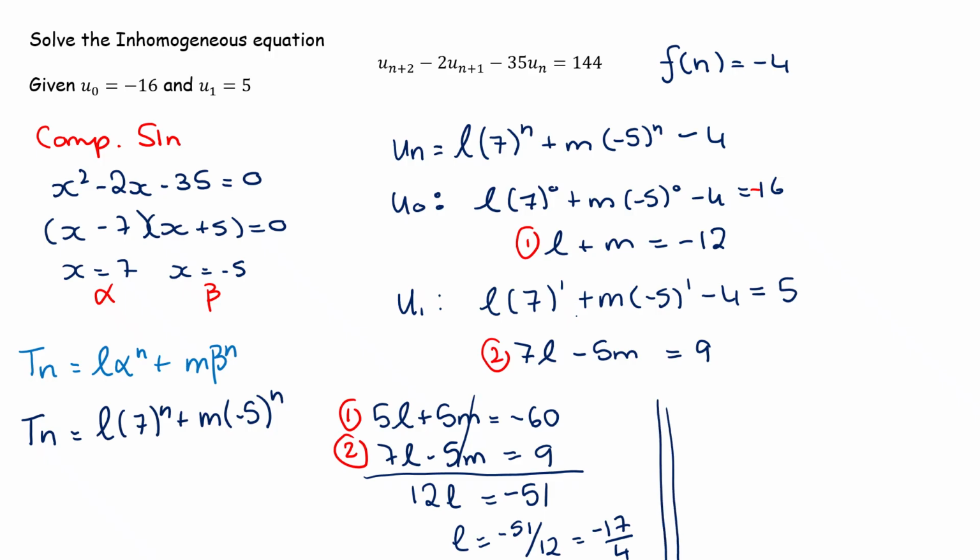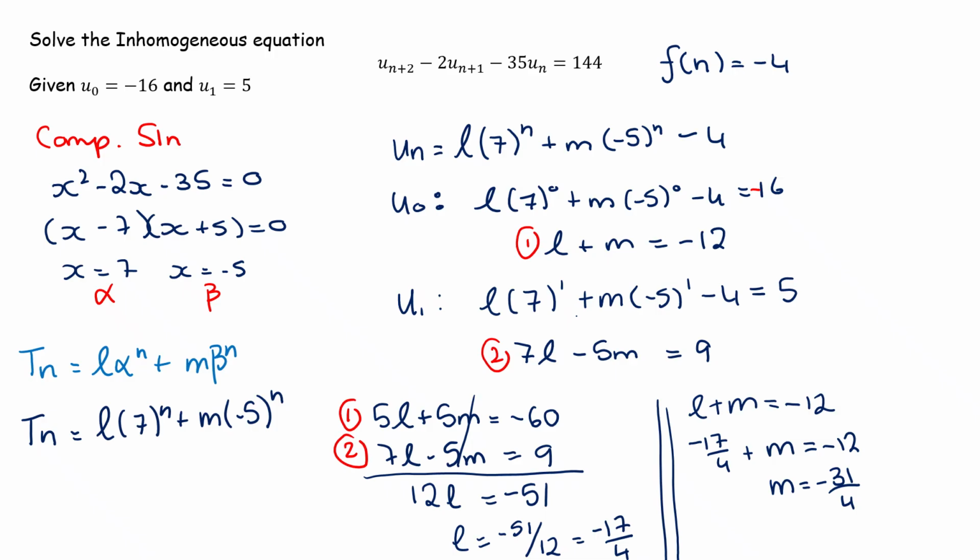And then I'm going to go back to equation 1, L plus M equals minus 12. So my L, minus 17 over 4, plus M equals minus 12. So working that through, I get minus 31 over 4 for my M.